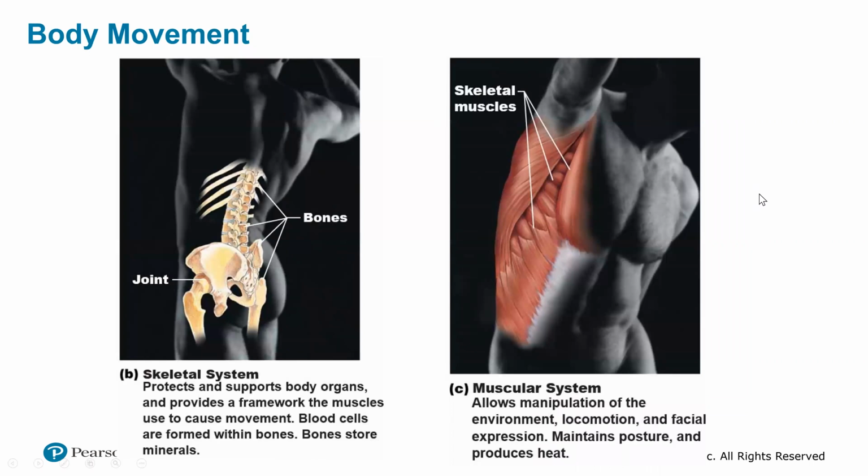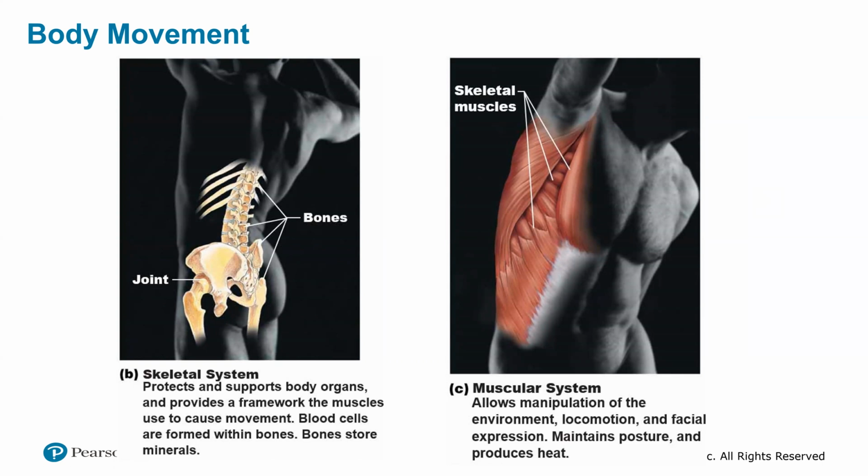Systems that perform body movement include the skeletal system. Major organs: bones and joints. It protects and supports body organs, and provides a framework for muscles to use to produce movement. So bones are levers for your muscles. So your muscles move your bones. Blood cells are also formed within bones, and bones store minerals.